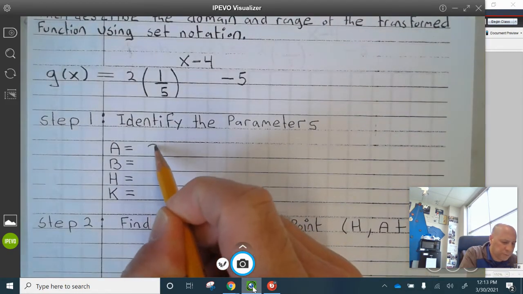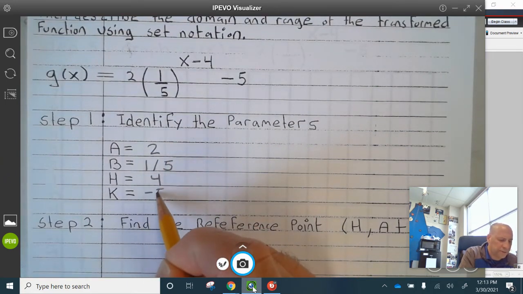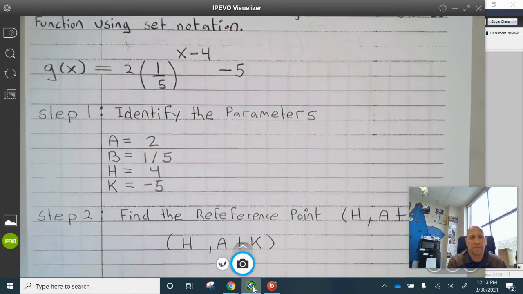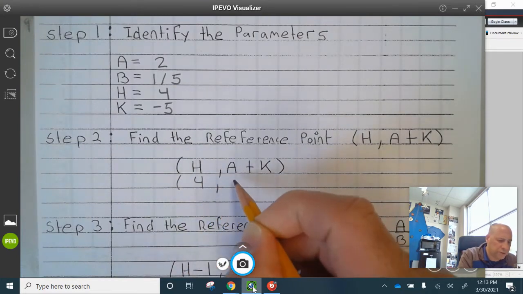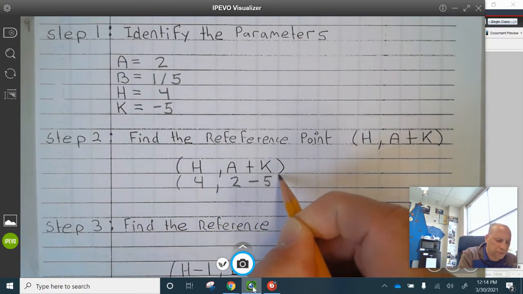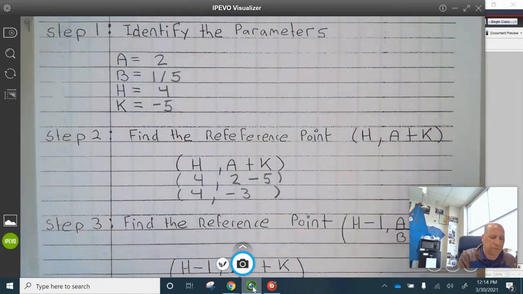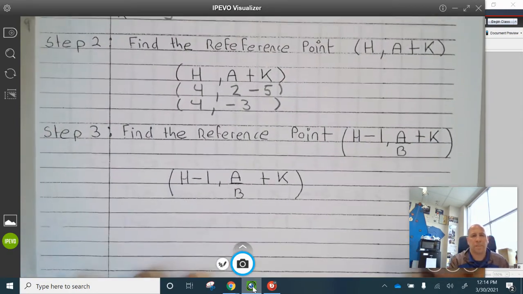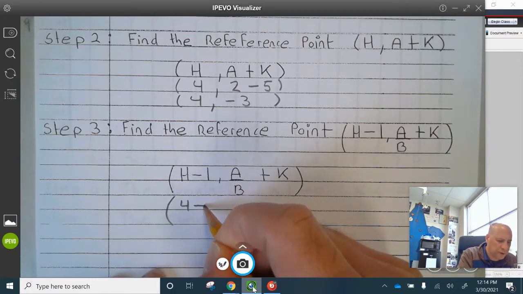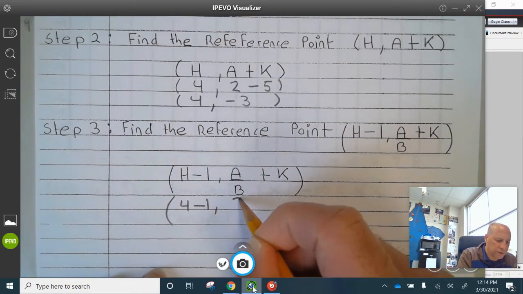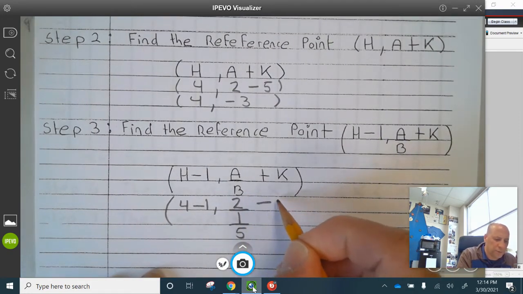So a equals 2, b is 1/5, h is 4, and k is negative 5. Find the reference point. So h is 4, comma, a, which is 2, minus 5. No calculator needed. This point is 4, comma, negative 3. Now find the reference point here. So then h is 4 minus 1, comma, a, which is 2 divided by b, which is 1 divided by 5, plus k, which would be minus 5.